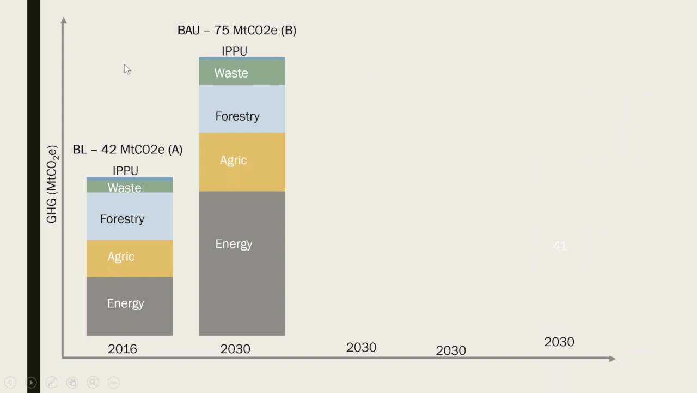To your left here is our 2016 GHG inventory result for the sectors. It gives us a baseline, or base year emissions, of 42 million tons. And we had done our projections using the gas flow model to project it to 75 million tons according to the sectors. So this has been done already during the formulation of our NDCs.